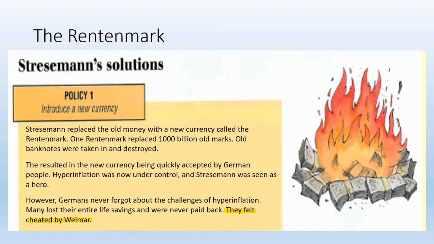So important points for us to know is that one Rentenmark replaced 1,000 billion old marks, and all the old banknotes were destroyed. It's also important for us to know that hyperinflation was now under control, and Stresemann was seen as a national hero. Let's go ahead, pause the video, let's get those points down in our note, and when you're ready, you can go ahead and resume.